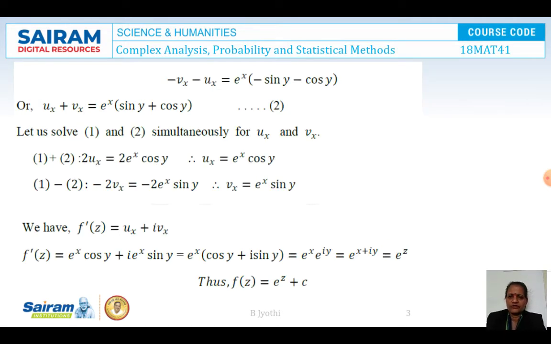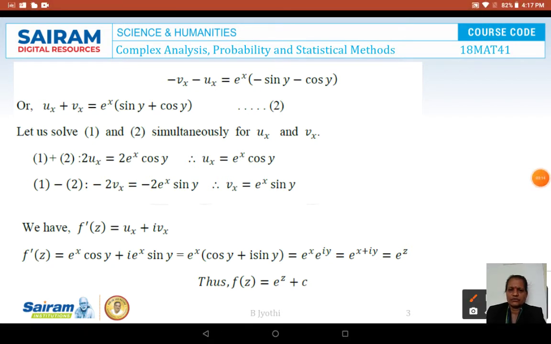After substitution, we are getting minus vx minus ux is equal to e power x into minus sin y minus cos y. Taking the minus sign outside, we get ux plus vx is equal to e power x into sin y plus cos y. Now let us solve the first and second equation simultaneously for ux and vx. If I add the two equations, the sin term will get cancelled. We will get 2ux is equal to 2 e power x into cos y, that is ux is equal to e power x into cos y.